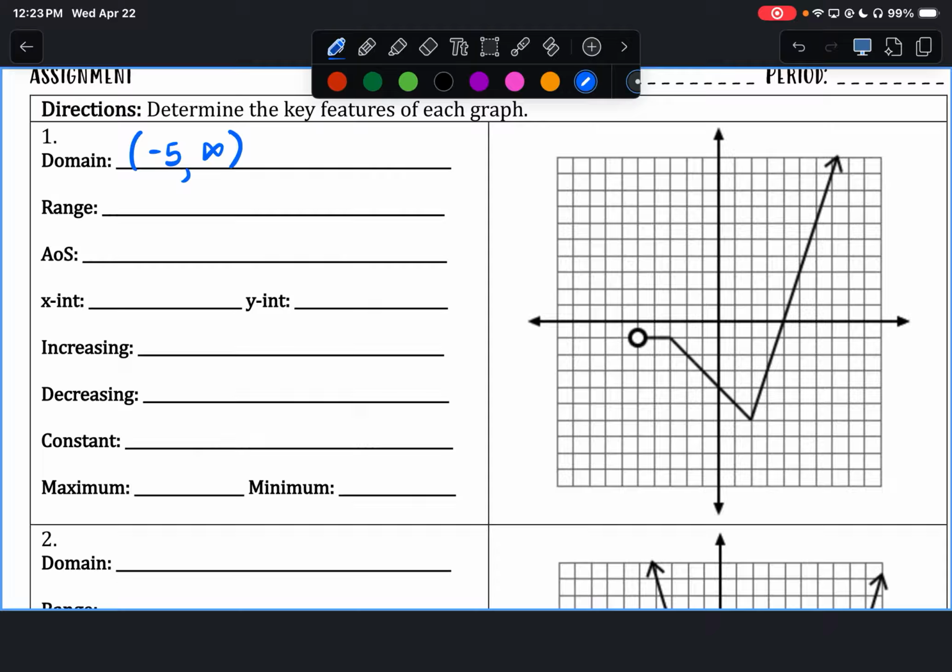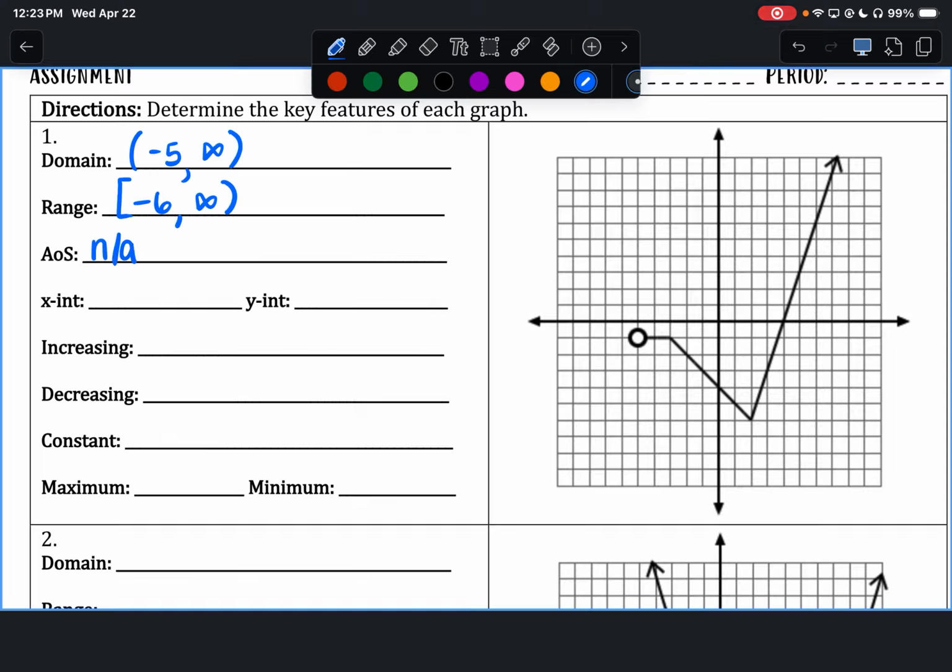Now for range, we go from the bottom of the graph to the top. Where is the bottom of this graph at? Okay. Parentheses or bracket for negative 6? Bracket. And then it goes up to infinity. Is that graph symmetric? No. So it has no axis of symmetry. In fact, only one of these 6 are symmetric.